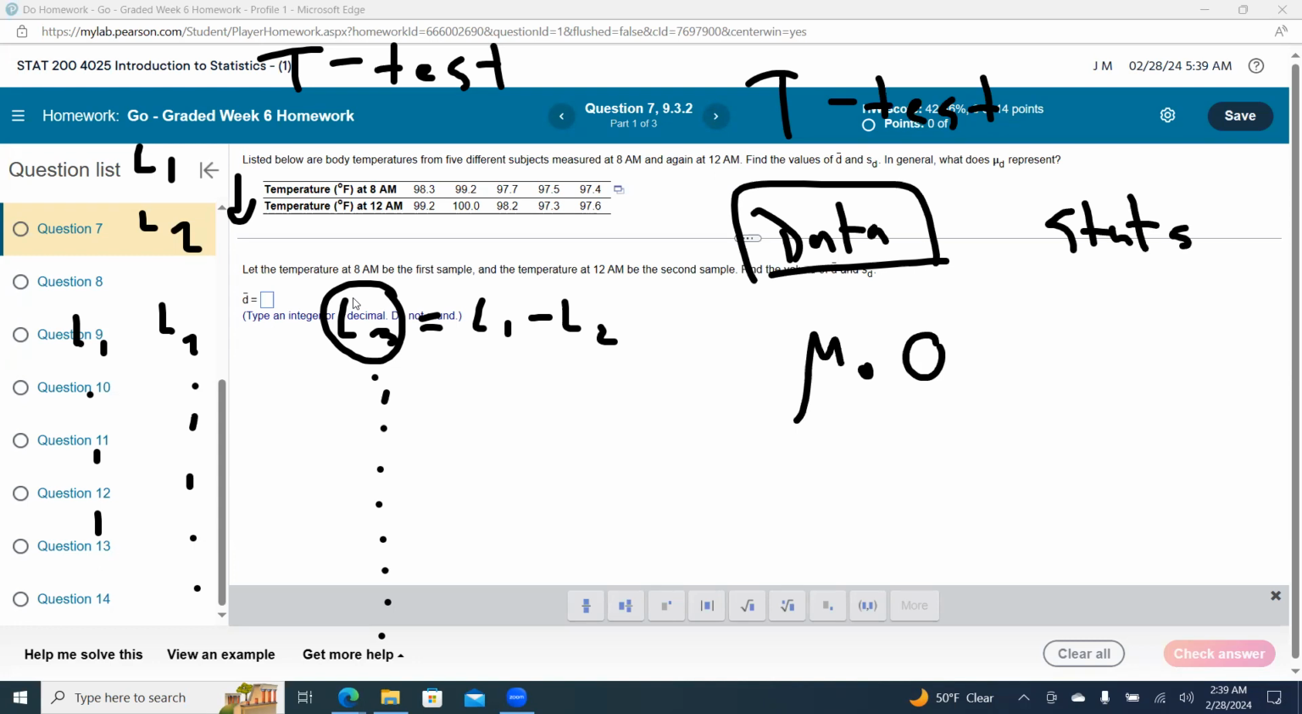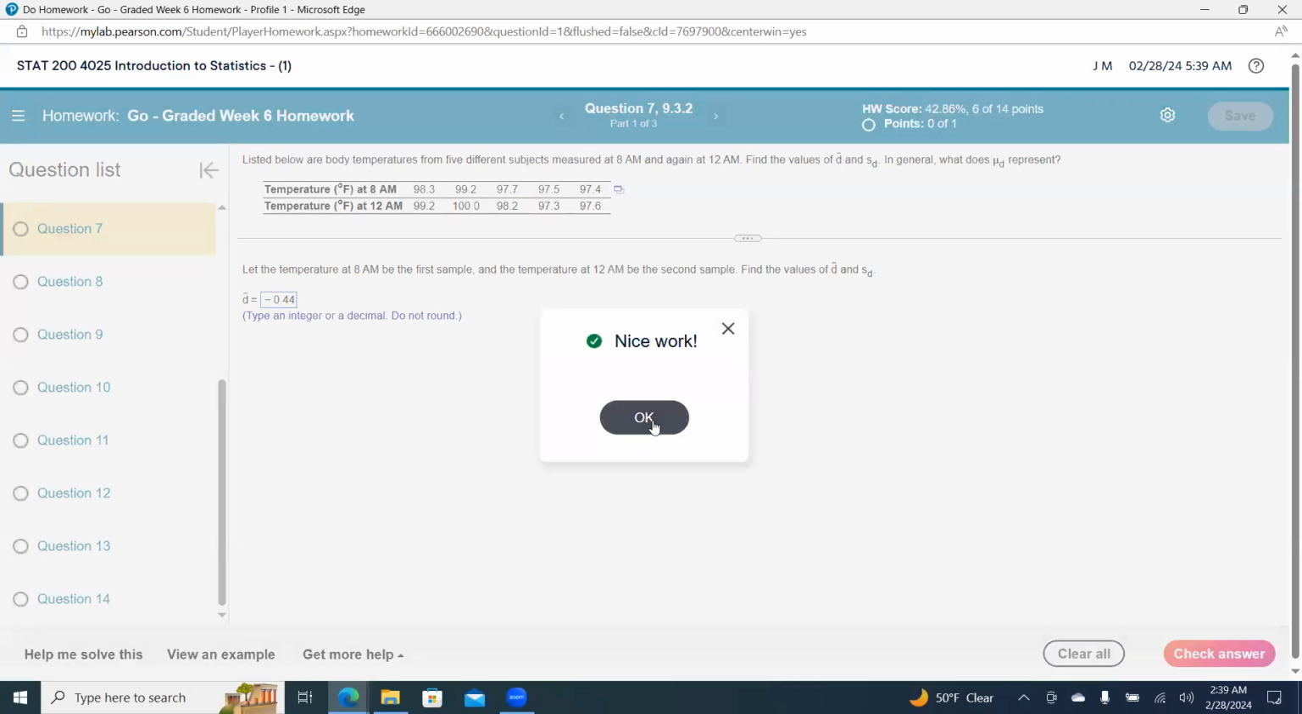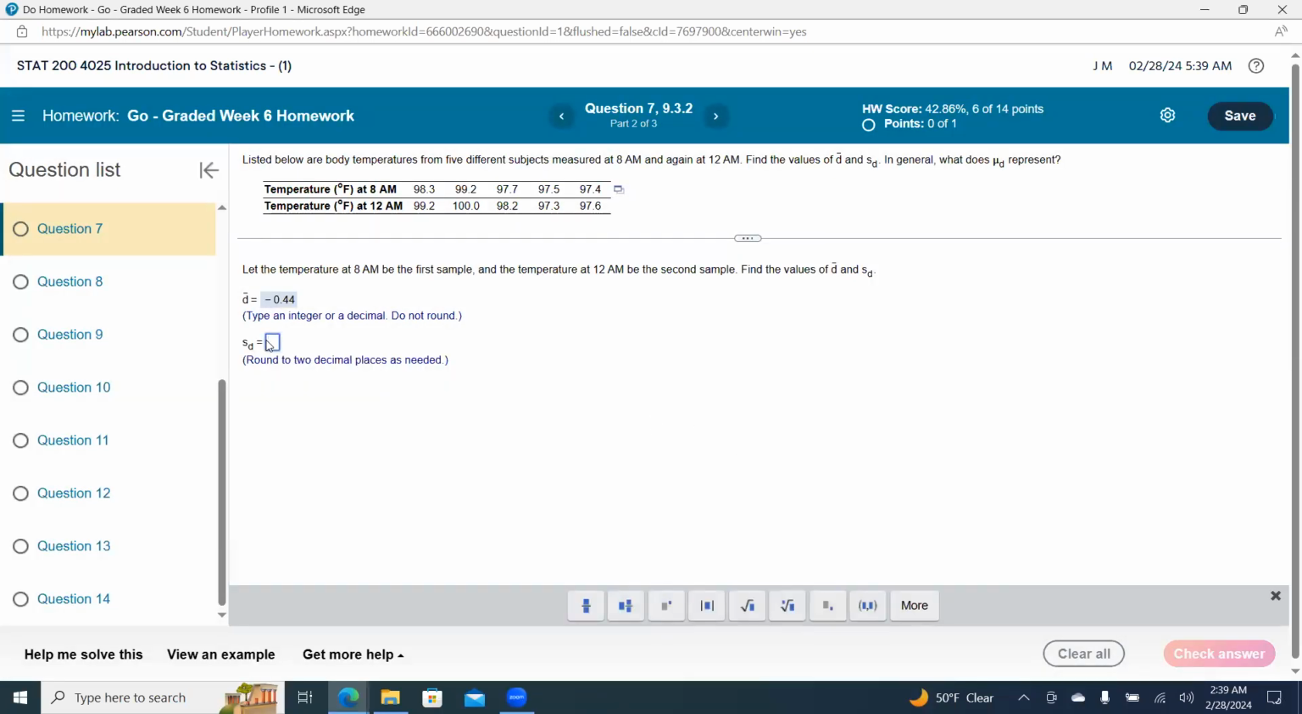Okay, so we do have to look for the hypothesis test. Let temperature, blah, blah, blah. So listed below are body temperatures for the 5. Oh, silly me, so I'm doing all this. I'm just kind of going through all this. They might not even ask us. They might just tell us to find mu D. Although the hypothesis test also gives us mu D, which is a negative 0.44. And SD, I got 0.45.